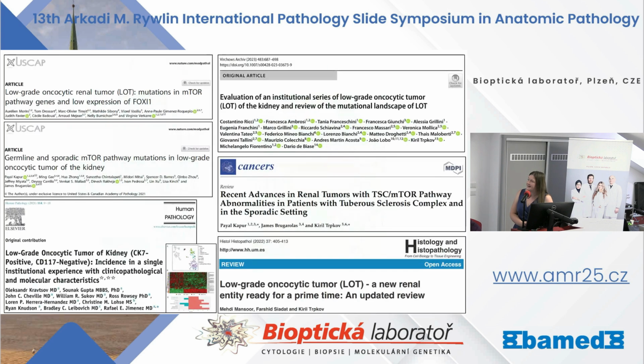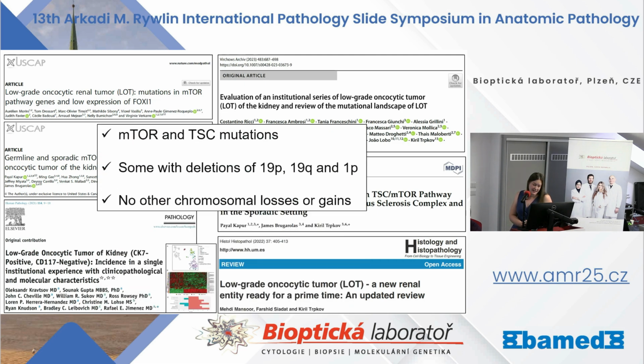Here you can see the publications about LOT. From the beginning, when we had only the morphologic description and immunohistochemical profile, now we have a lot of publications dealing with the molecular genetic background. It was shown that the majority of cases are altered in the mTOR and TSC pathway. Some cases had deletions of chromosome 19 and 1p.